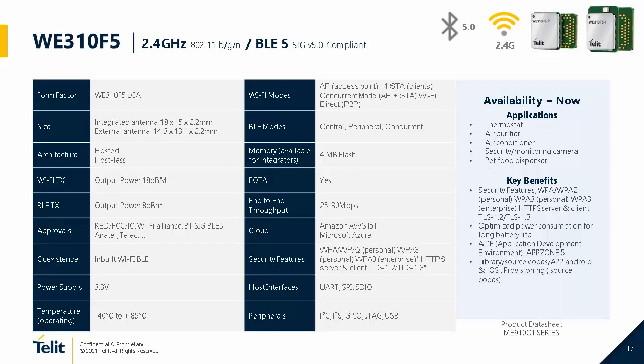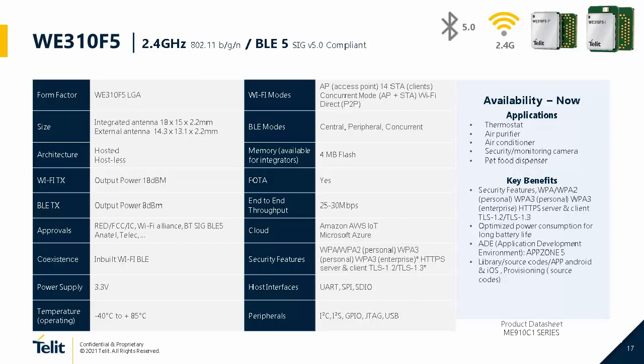The architecture supported can be hosted or hostless. It has an internal flash of 4 megabits. It supports firmware over-the-air upgrade, as well as host interfaces such as UART, SPI, and SDIO. For faster throughput, SDIO is something you may want to look into. Just like its counterpart, it has an array of approvals such as RED, FCC, IC, Wi-Fi Alliance, and Bluetooth SIG. Applications we're seeing are thermostats, a lot of home applications, air purifiers, air conditioners, security, and some pet dispensers.